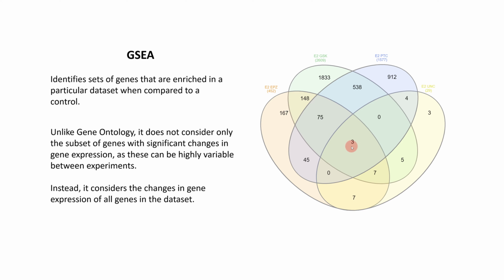What GSEA does is it looks at all of the genes, not just those that are significantly changed, and it looks at even the smallest changes in gene expression to see whether there are changes across a pathway or across a set of genes related to a particular phenotype.